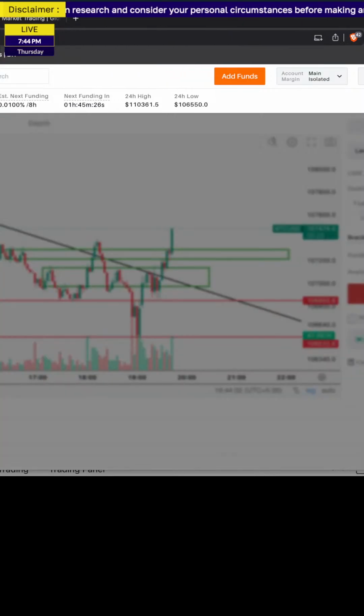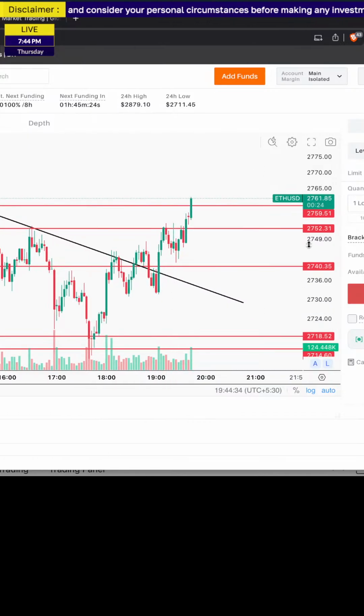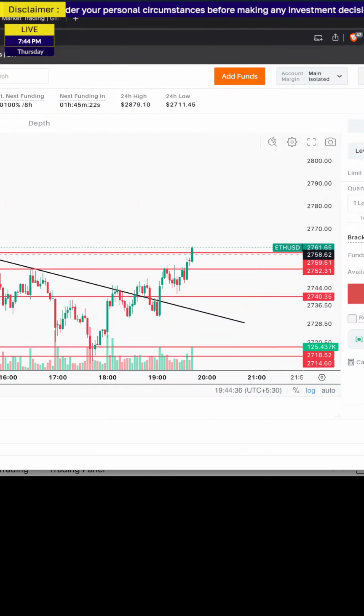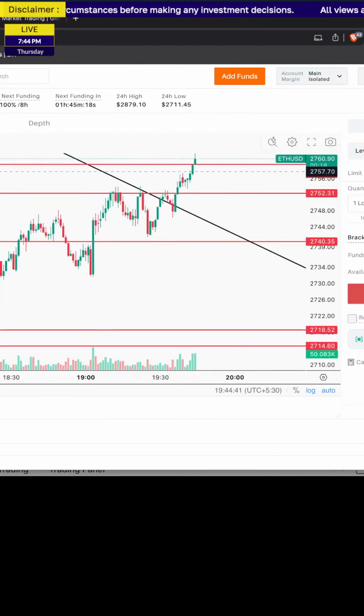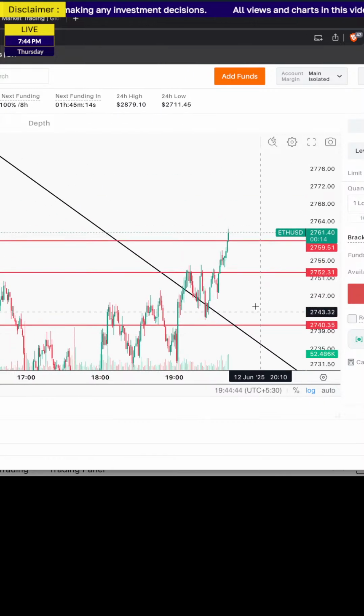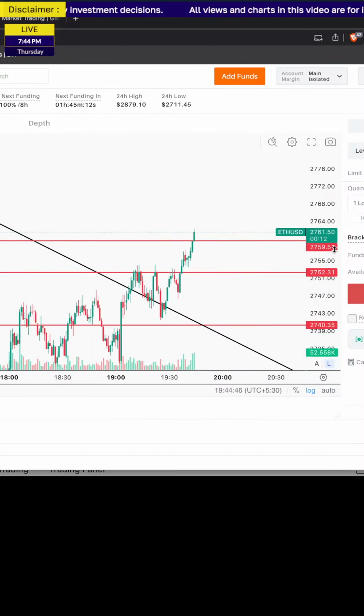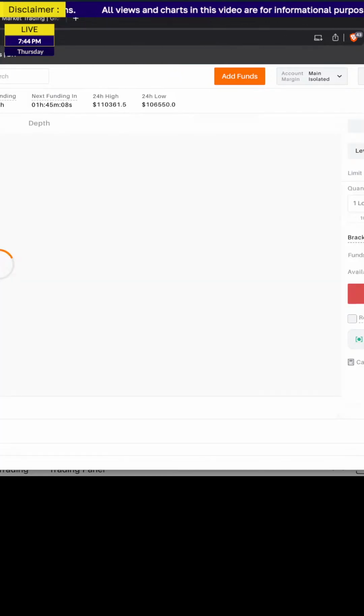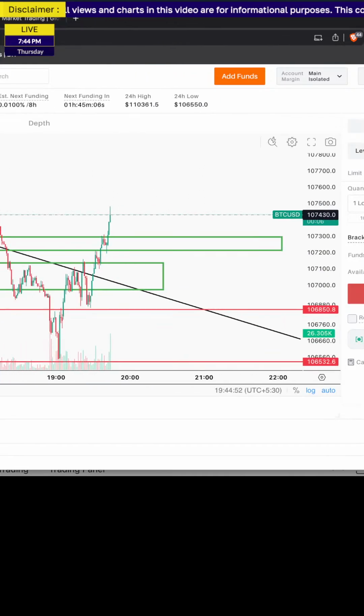What's happening with Ethereum? Ethereum has given a breakout. This one candle we will see, okay? If the market shows continuation, then we will, around 13-14 seconds are there. If you guys are interested, you can look into it.